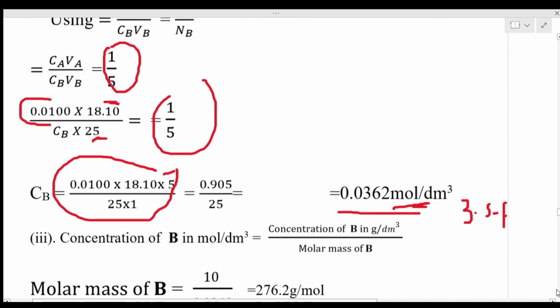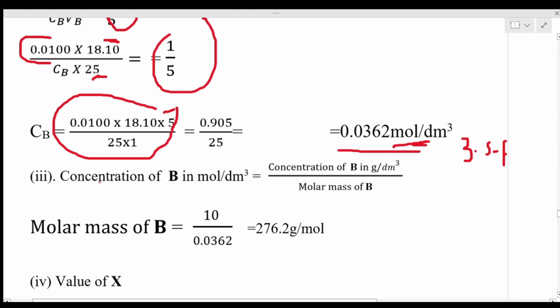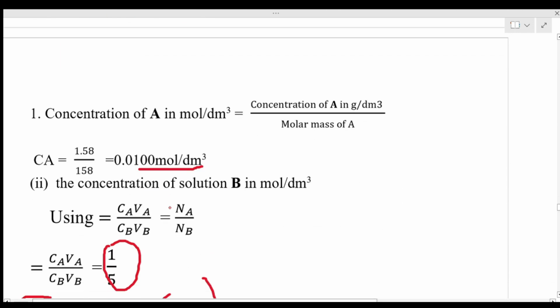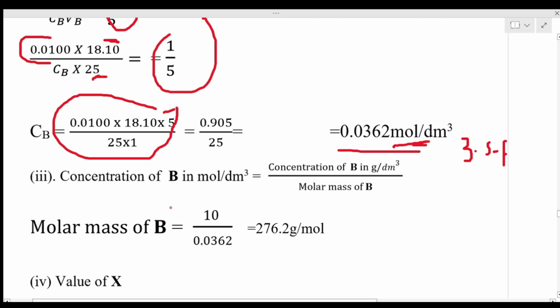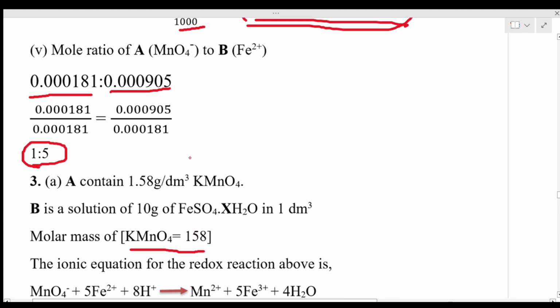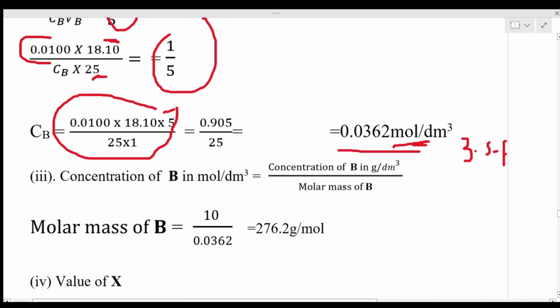Now quickly let's look at the next one. I need to calculate the molar mass of FeSO4.XH2O. Which formula am I going to use? I'm going to use the formula that says concentration of B in mole per DMQ equals concentration of B in gram per DMQ over molar mass. Remember, we are given 10 grams. Let's go back to the question. We are given 10 grams of FeSO4.XH2O, and it's already in DMQ, so I'm okay with that. So I have this, and I just finished calculating this, which is this. I'll make molar mass the subject of the formula, so 10 divided by that, I have my molar mass.